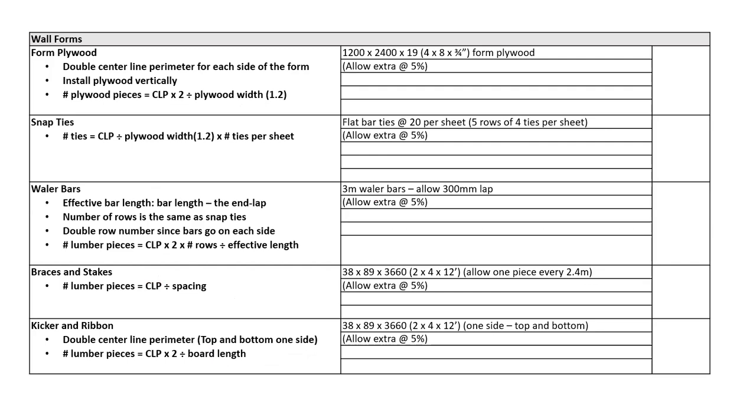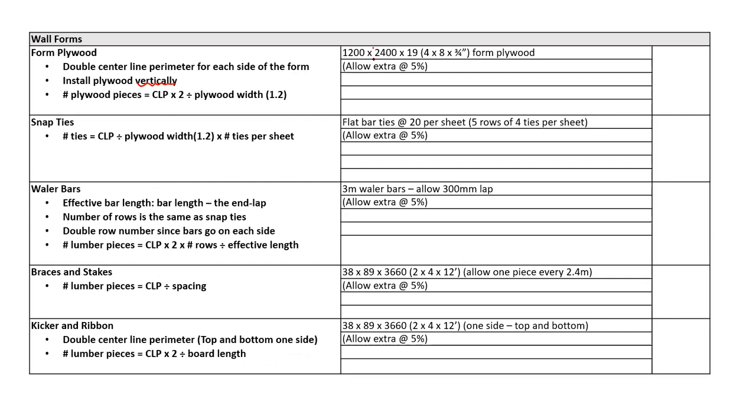So for the walls, we've kind of talked through the pieces. We're going to start with our plywood, then we're going to find snap ties, and the bars that hold it all together, and then we'll deal with the braces and the kicker. How much plywood do we need? Well, it says install it vertically. Part of that could be proven from the blueprint. If you were to look back at the blueprint, the walls are 2,400 millimeters high.